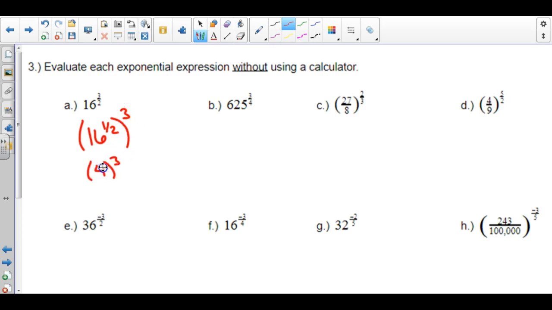And where did the 4 come from? Well, 16 to the 1/2 is, again, the same thing as saying the square root of 16, which is 4. So then what we're able to do is 4 to the 3rd power, so 4 times 4 times 4 being 64.